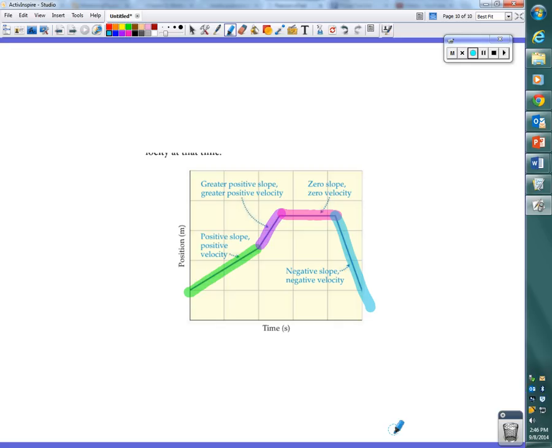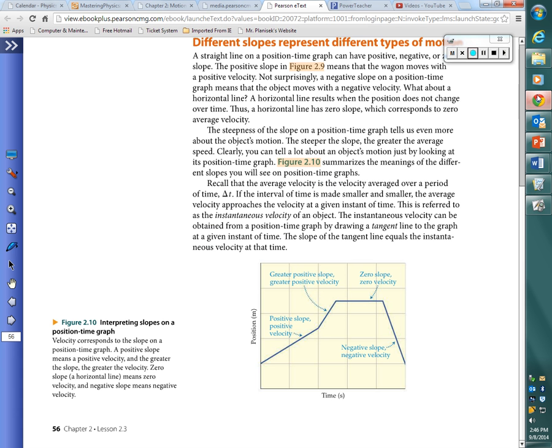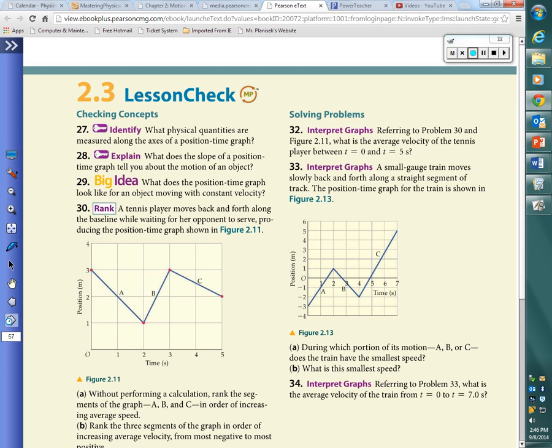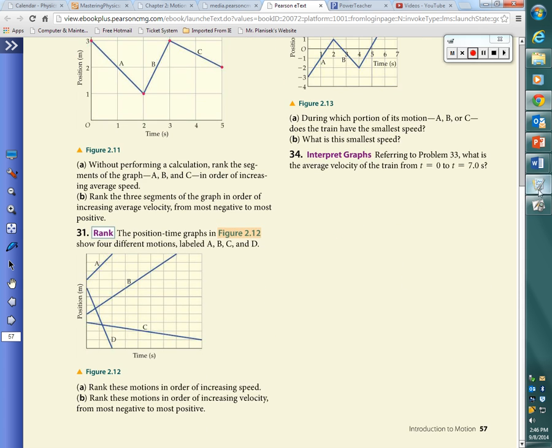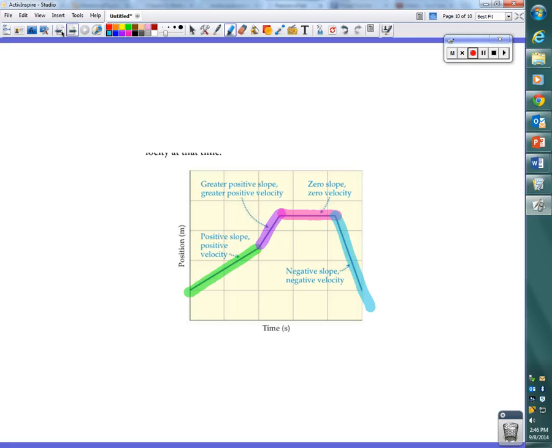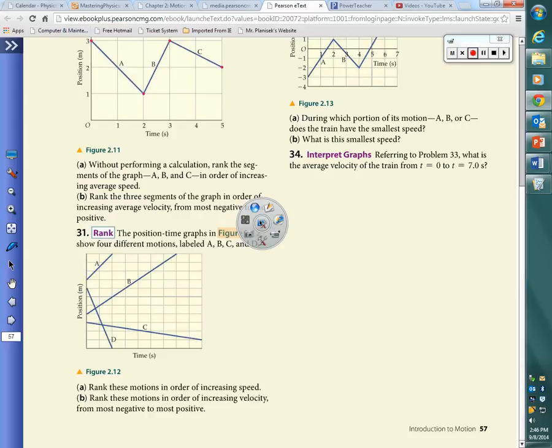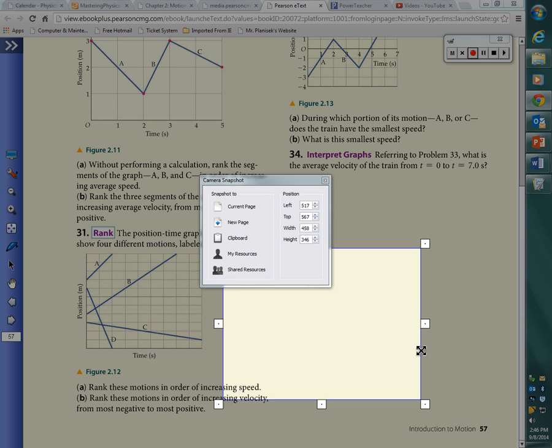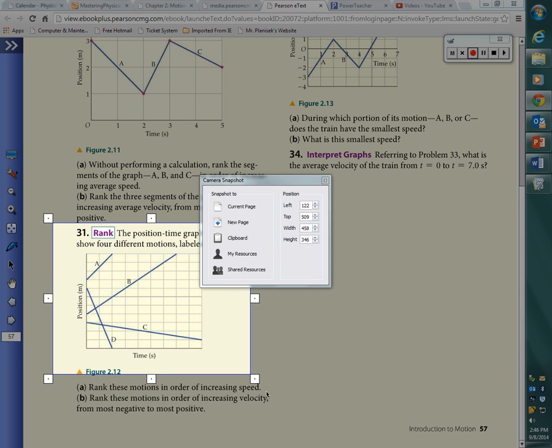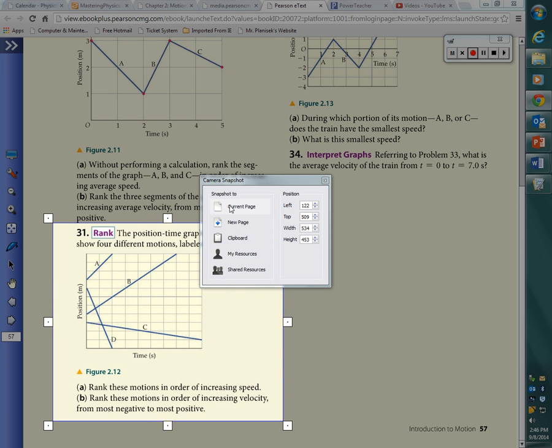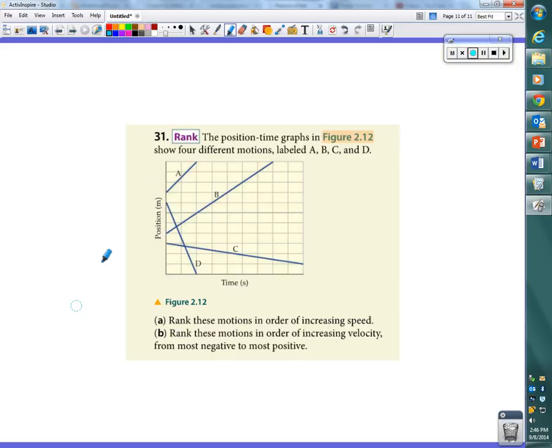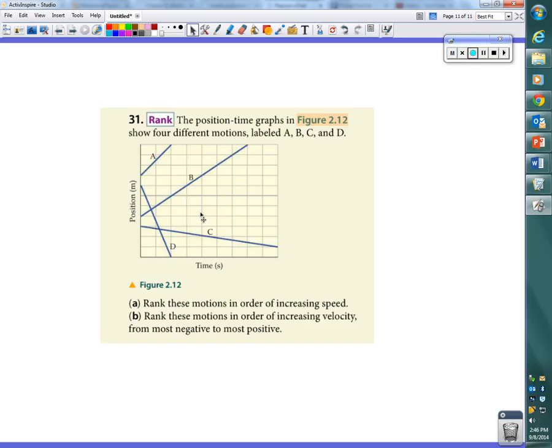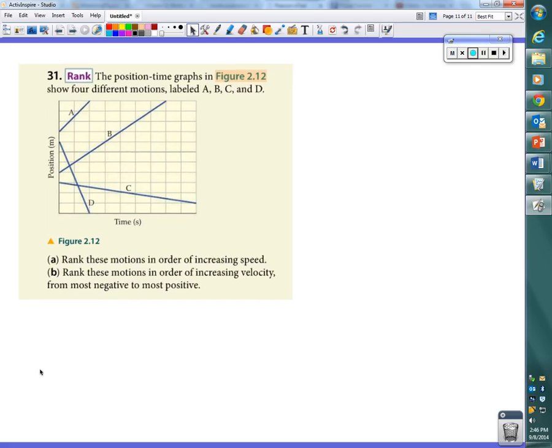All right. Open up your book to page 57. If you would, please. Okay. Shouldn't just mark orders at you. On page 57, let's start with question number 31.